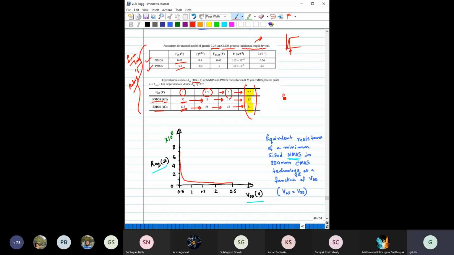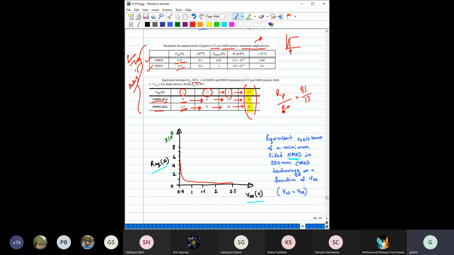So it is basically Rp by Rn would be equal to 31 by 13. So this is the ratio. And obviously you can see this ratio is actually more than 2, right? So from this you can also guess what should be the width of this PMOS and NMOS to make the VTC symmetric, right? That is also something you can guess from here.